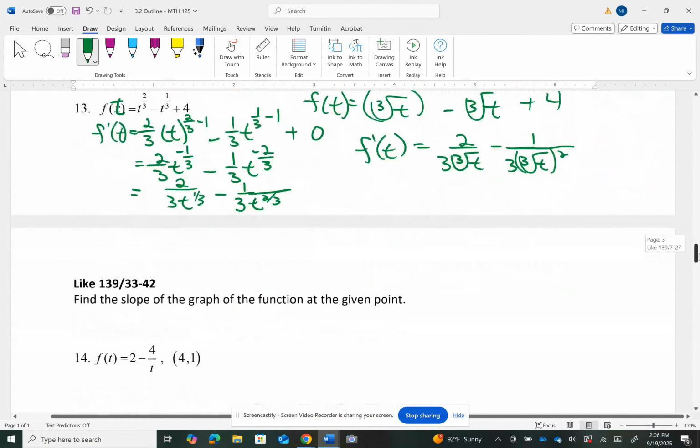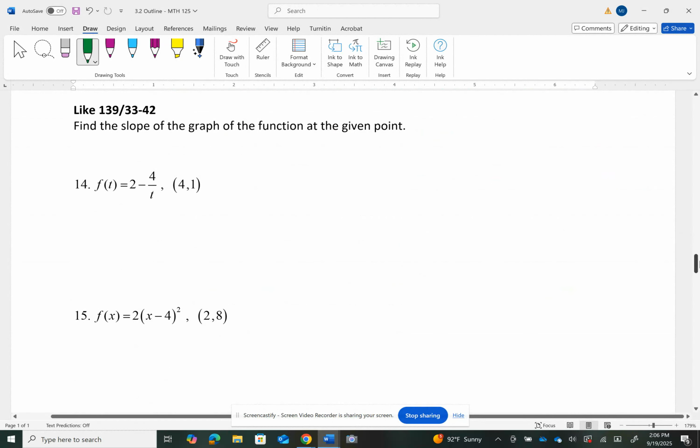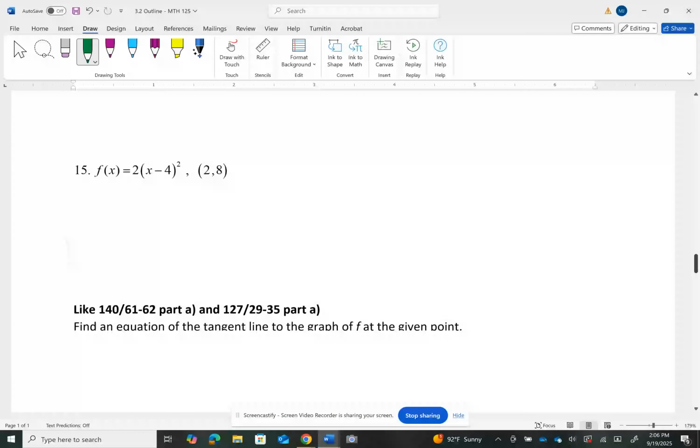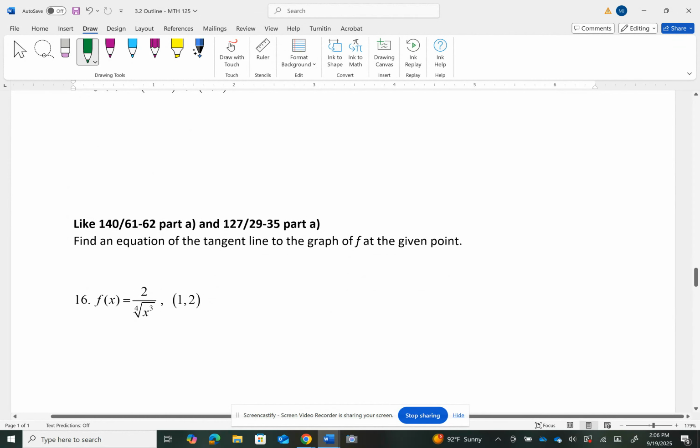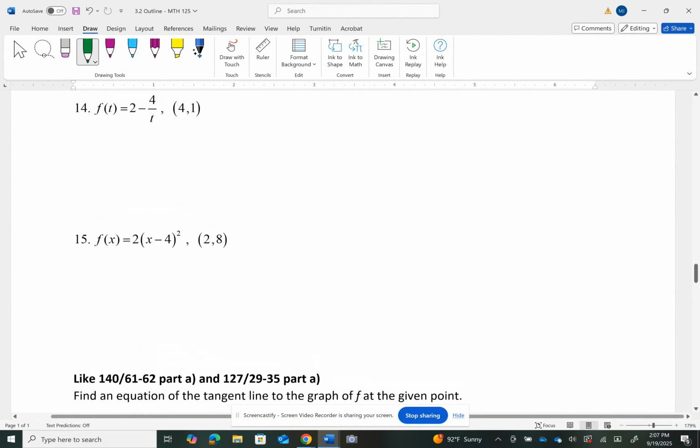All right, now, what we're going to do in this video is look at actually using the derivative to find the slope of the graph of a function at a given point. And then we'll also look at finding the equation of the tangent line to the curve at a given point. Okay?